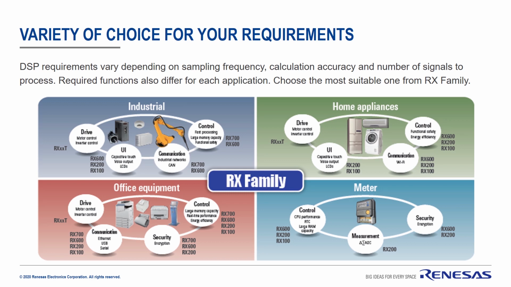In addition to the RX200 series, which includes the RX231, the RX family also offers the RX600 series with enhanced performance and functions, the RX700 series with highest performance, and the RX-T series specialized in controlling motors and power supplies. Each of these devices vary in CPU performance, memory capability, and on-chip peripheral functions. The most suitable product can be selected according to the target product specifications.